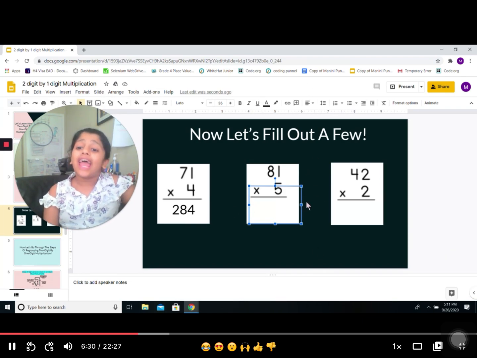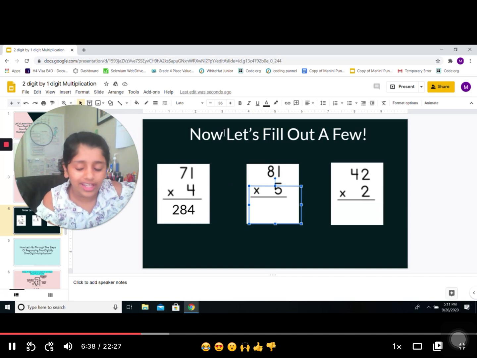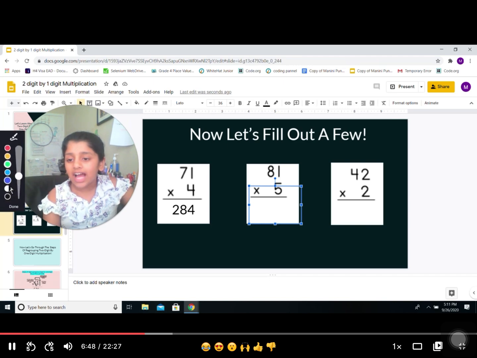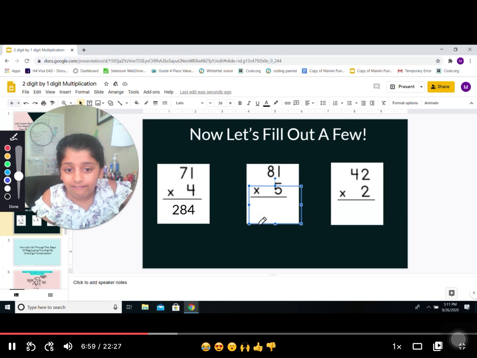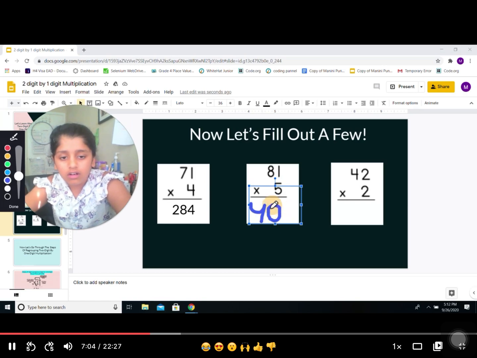Then let's do 81 times 5. So we know we did the ones place first. I know it's kind of getting cut off, but I'm sure, guys, it's 81 times 5. So we would do the ones place, and the ones place is 1 with a 5. So we do 1 times 5. And we know that 1 times 5 is 5. Right? Then we know that we have to do the tens place. So 8 times 5 is 40. So we would do 40 and our 5 on the side. So our answer would be 405.